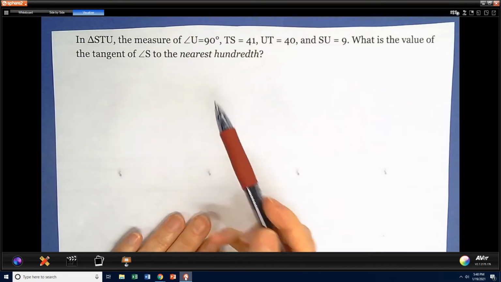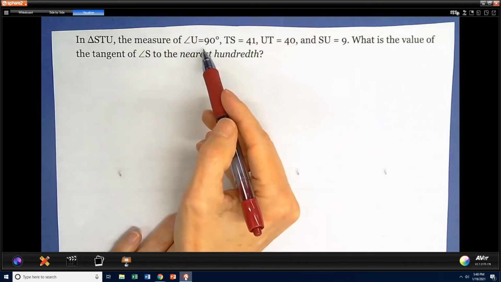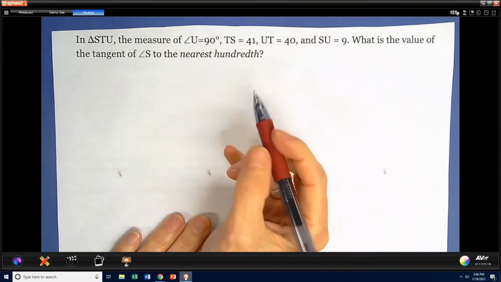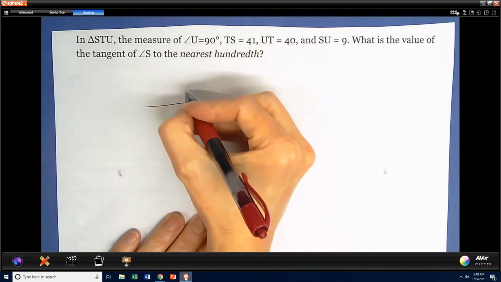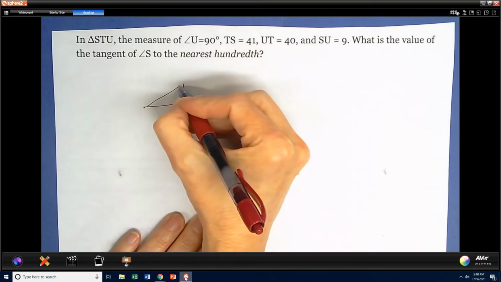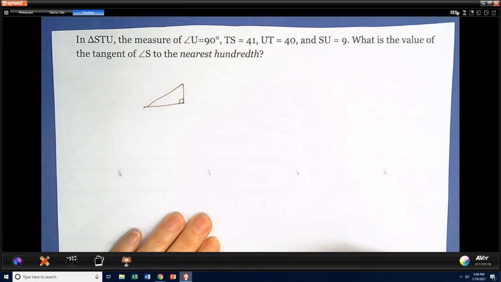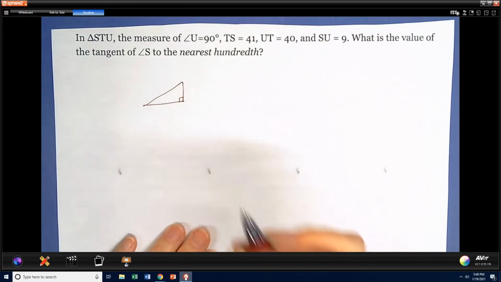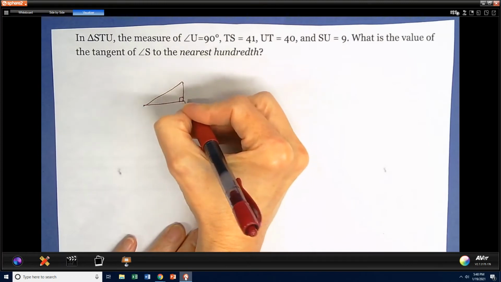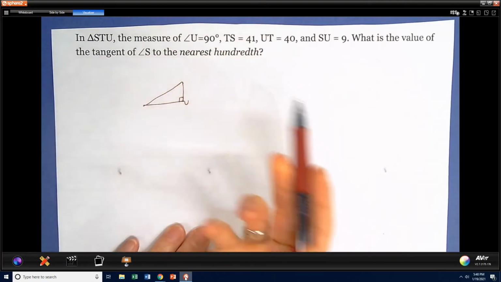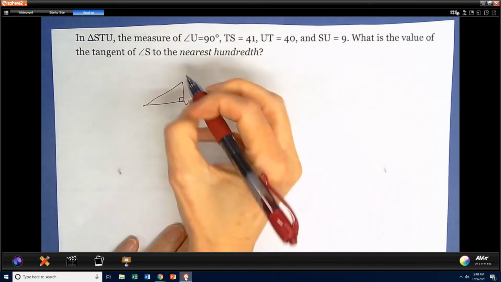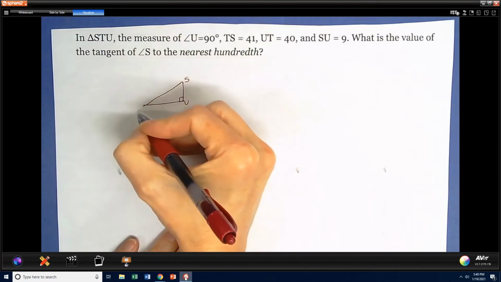So we'll be using trig. It's going to be a right triangle. We've got a 90-degree angle. So just start by drawing a right triangle with a nice 90 degree. It doesn't have to be art school perfect. Angle U is 90. It's triangle STU, so we don't know where the sides are. We'll just do UST.